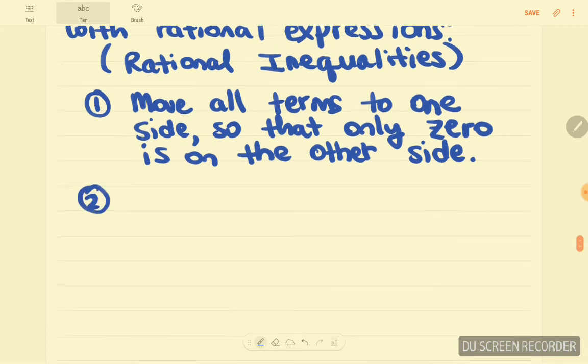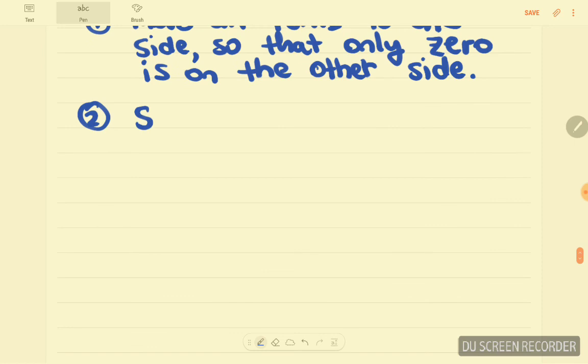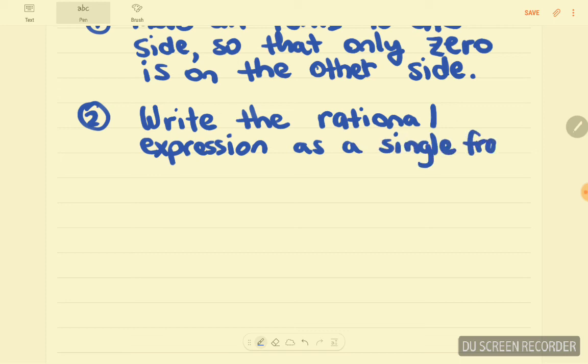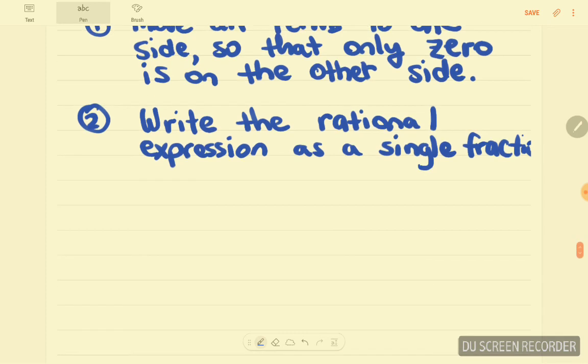So step 2, you have to rewrite the rational expression that's now on one side as a single fraction, so that you can then do step 3 and find critical values. That is a good heading.